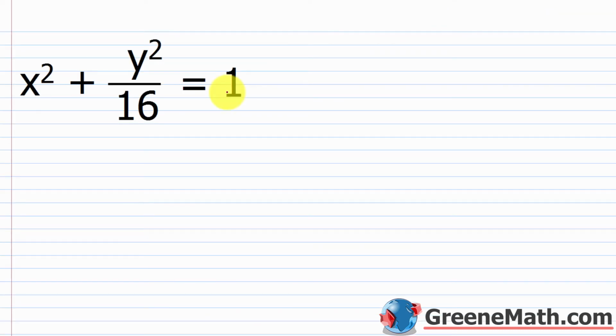All right, let's take a look at another one. So we have x squared plus y squared over 16 equals 1. So the first thing is, if I don't have a visible denominator under x squared or y squared, I'm going to put this guy over 1. The reason for that is I'm going to need to use these denominators to again get my x and y intercepts.